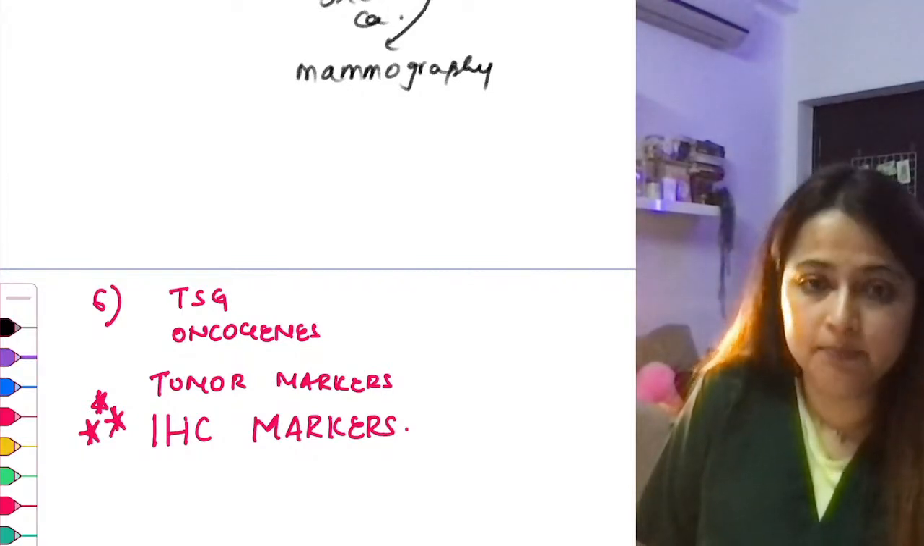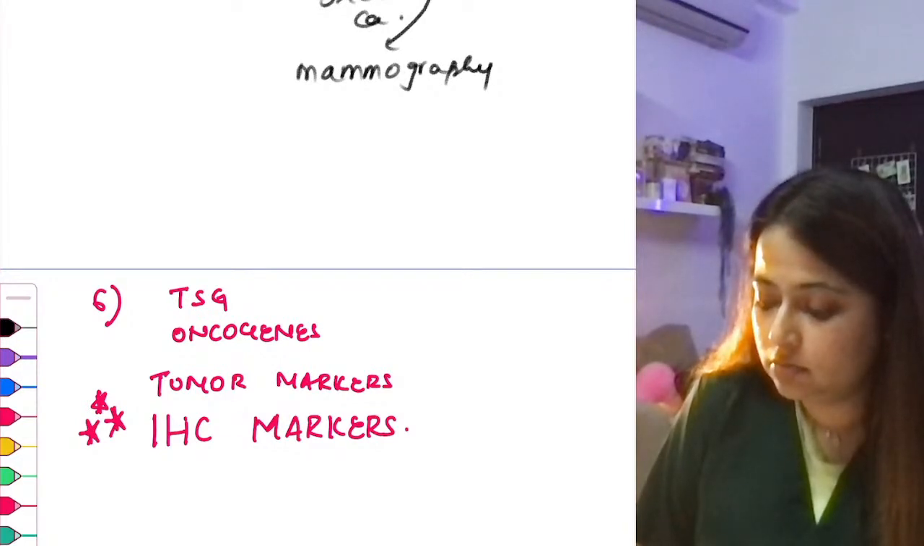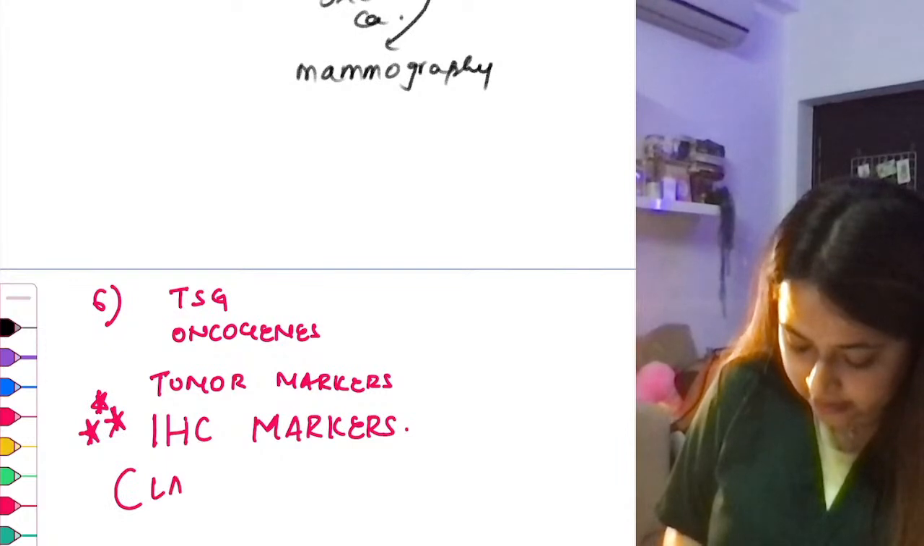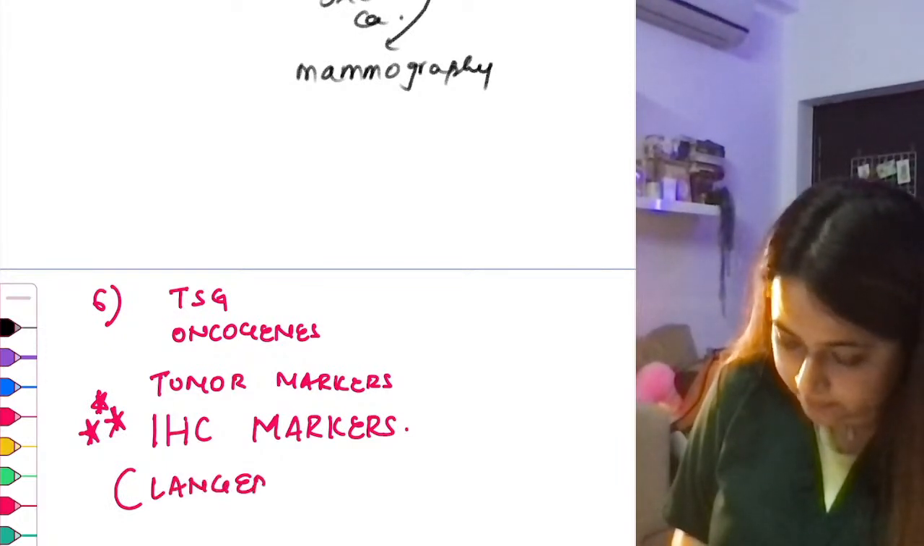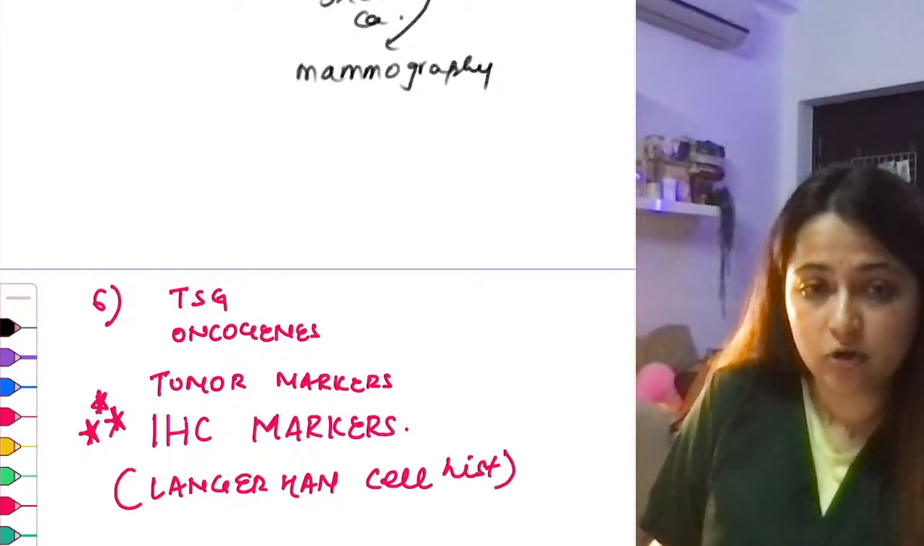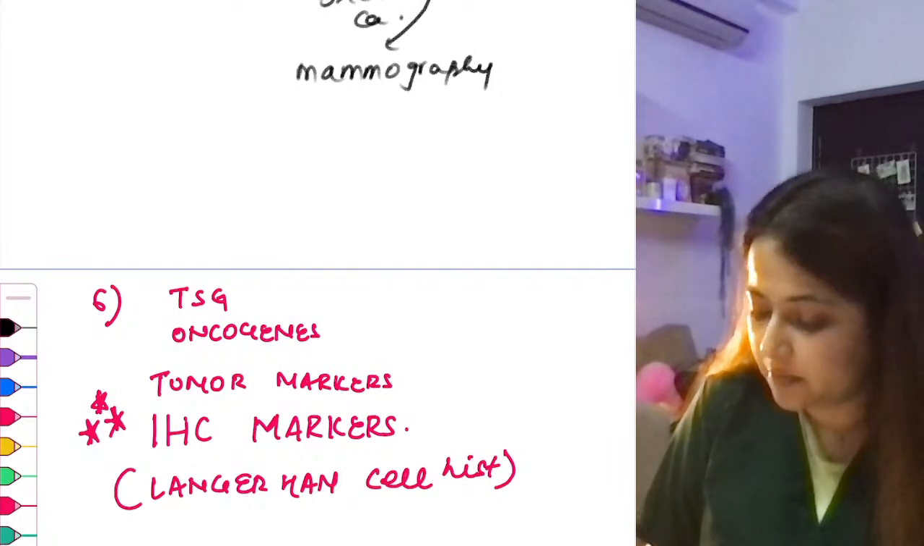CD1A and S100 are the markers for Langerhans cell histiocytosis. So write down this topic, Langerhans cell histiocytosis, very important. Birbeck granules on electron microscopy give the tennis racket shape appearance.